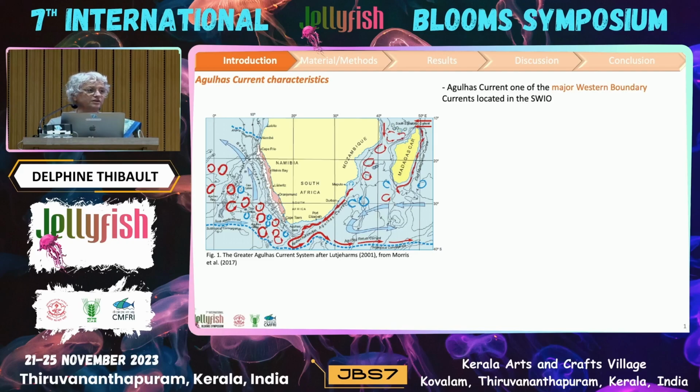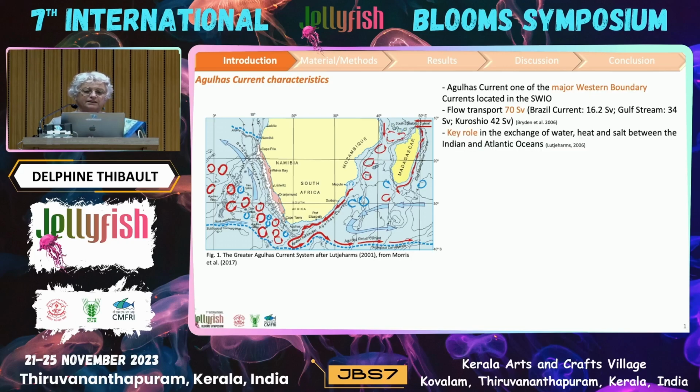The Agulhas Current is one of the largest western boundary currents, located in the southwest Indian Ocean. The flow carried by the current is about 70 sverdrups, much more water transported than by any of the other currents, and it is a key player in the exchange of water, heat and salt between the Indian Ocean and the Atlantic Ocean.